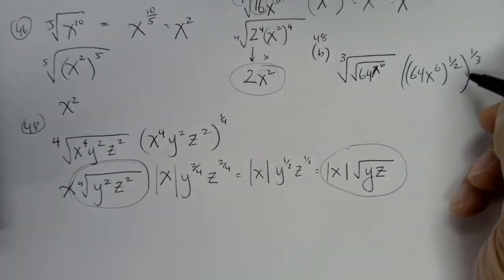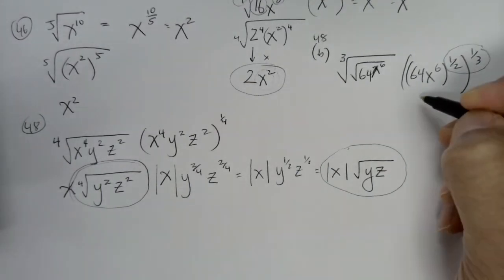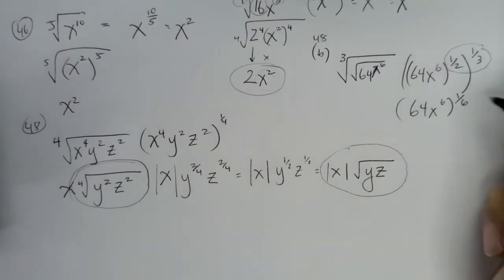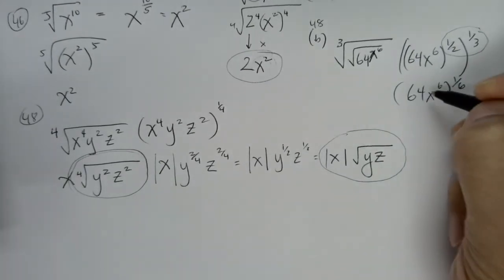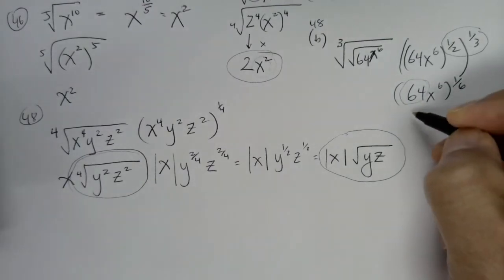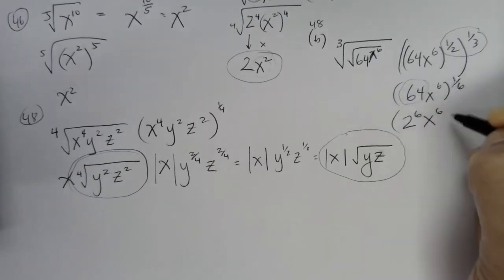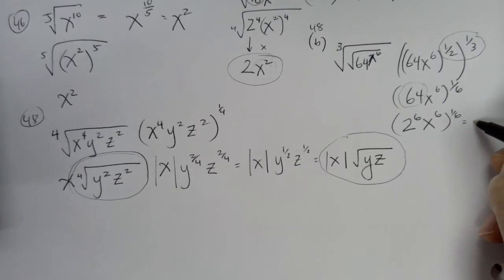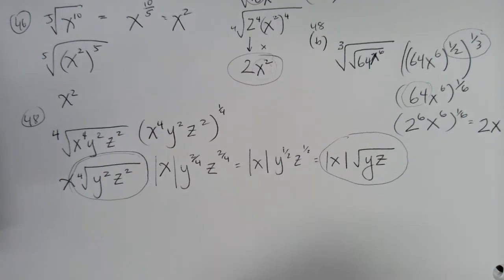Well, I could work this out first. 1/2 times 1/3 is 1/6. So this is 64x to the 6 to the 1/6 power. 64 is 8 times 8, or 2 cubed times 2 cubed, or 2 to the 6th, x to the 6th, to the 1/6. Now you see where this is going. 6 times 1 over 6 is 1, so I have 2x as my answer there.